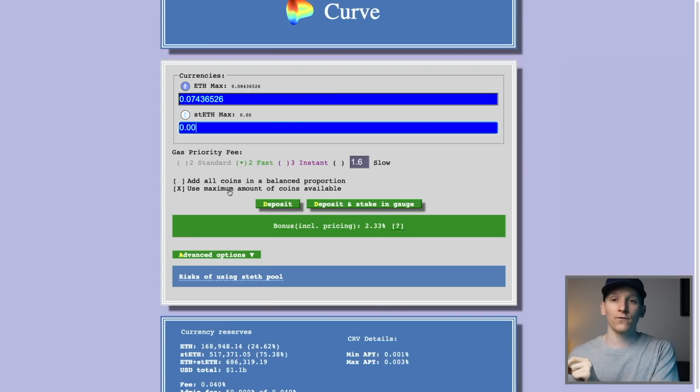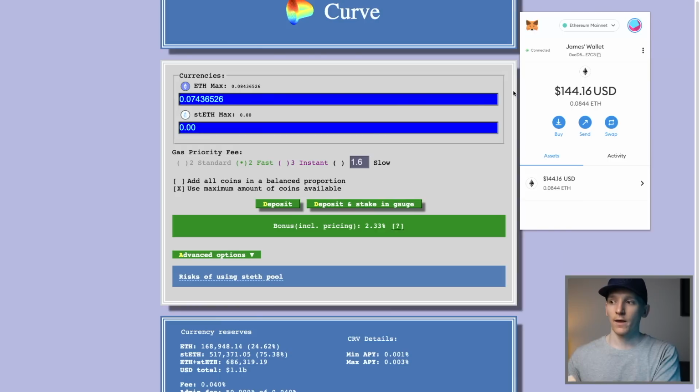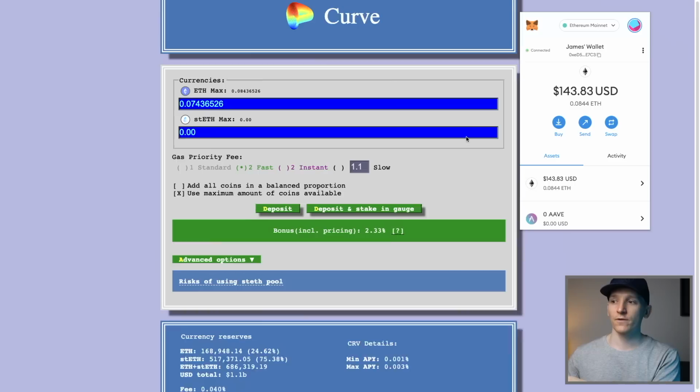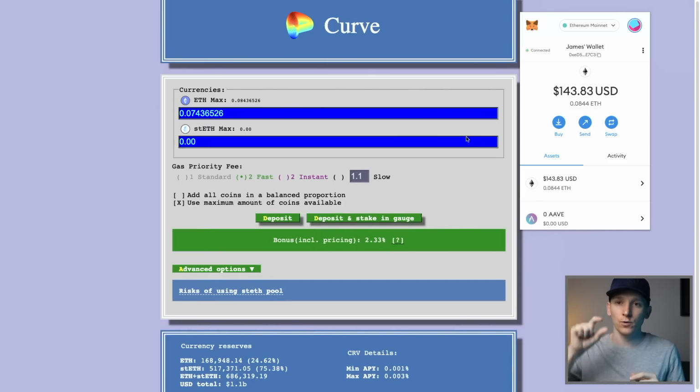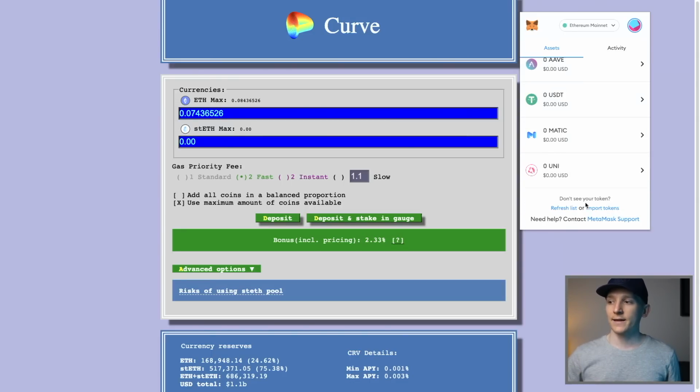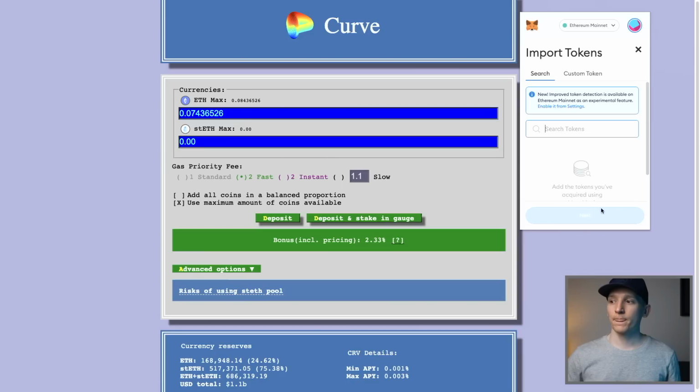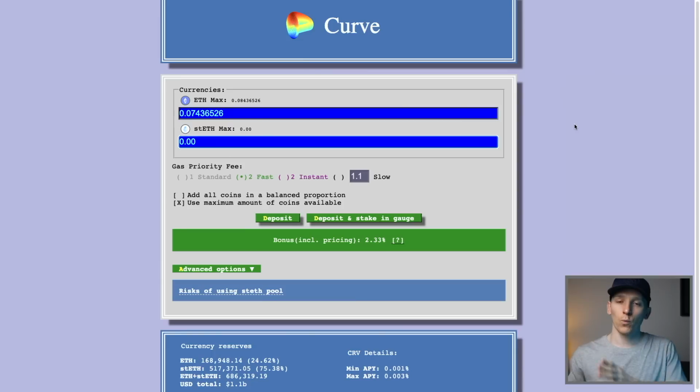Now, what it's going to give you in your MetaMask wallet is an LP token. That LP token has value, and it will show up in your wallet. If it doesn't show up in your wallet, you can go and search on Etherscan, and it will show the token in your wallet. You can copy that contract address, then go down to the bottom and click import tokens. You can paste the token address in here and press OK, and then the liquidity provider token will show up in your wallet.